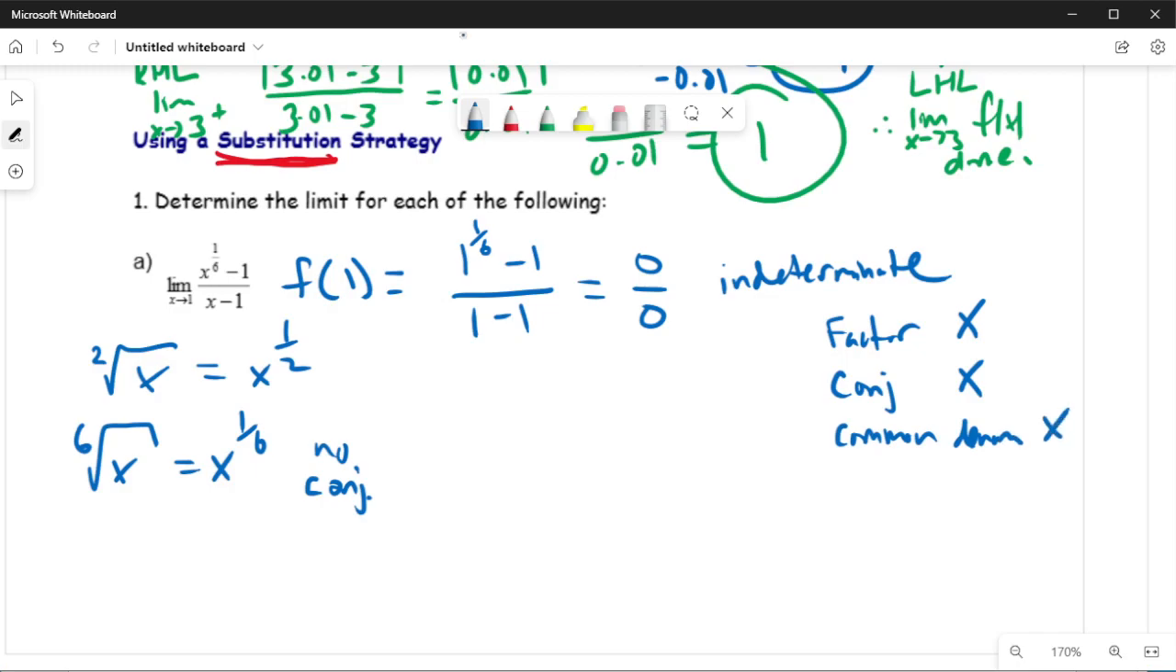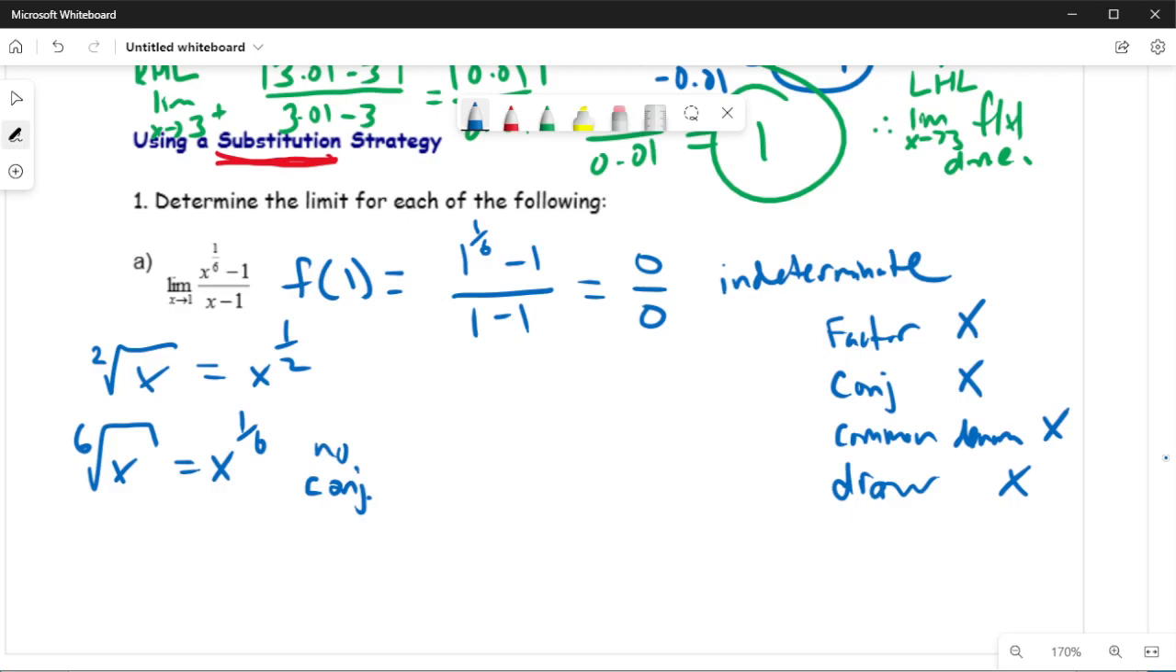Nope. Can I use the strategy from above where I draw it? No idea how to draw it, right? I have no clue what this would look like. I mean, obviously I can use a computer to do it, but am I going to use that on a test? No. So all of my other strategies have failed, right? I can't factor it, I can't use a conjugate, I can't use a common denominator, etc. So what do I do instead?